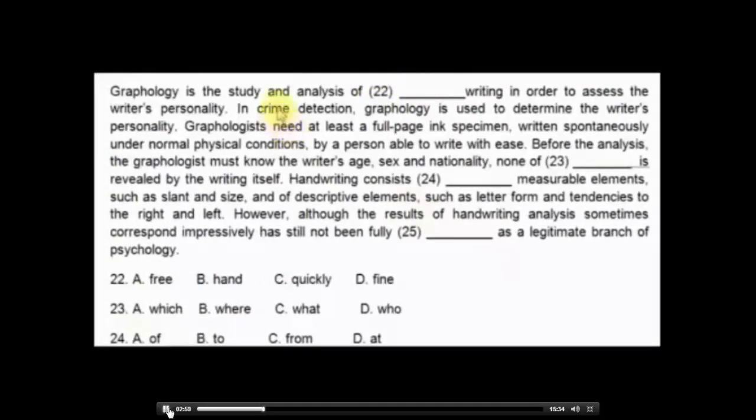Okay, next question. Let's continue. In crime detection, graphology, they just gave us the definition of graphology, which is the analysis of the handwriting to tell what is the personality of the writer. This means, depending on how a person writes, graphology tells you what is the personality of that person. In crime detection, graphology is used to determine the writer's personality. Graphologists need at least a full page in specimen.